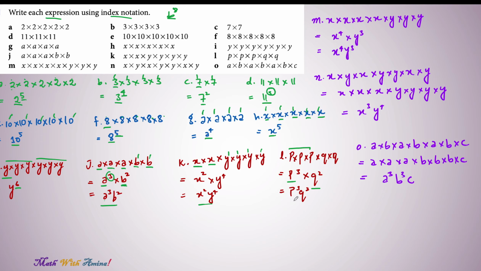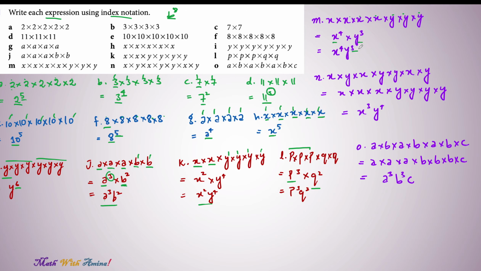x multiplied by x multiplied by x multiplied by x multiplied by y multiplied by y multiplied by y. So we are having two variables, x and y. x appears 4 times, y appears 3 times, so x raised to the power of 4 and y cube, or x with an index of 4 and y with an index of 3.